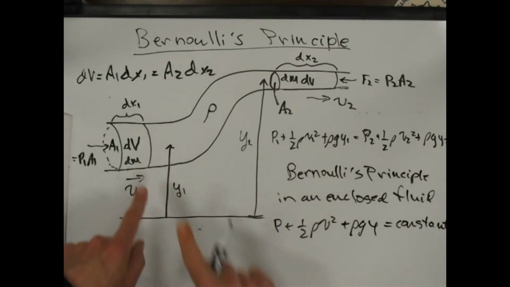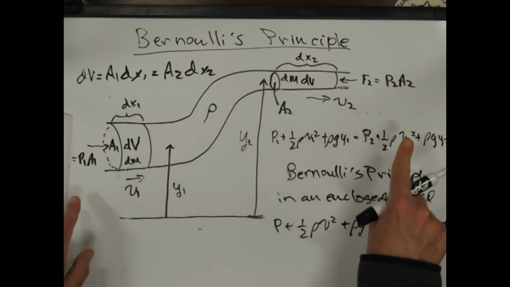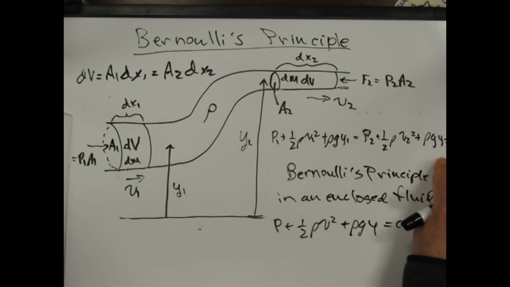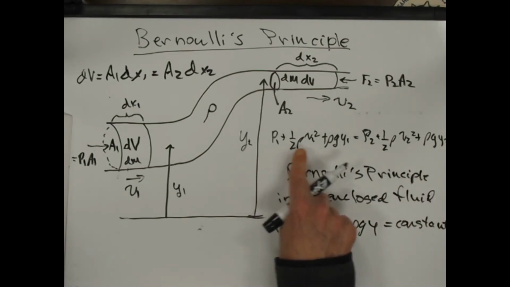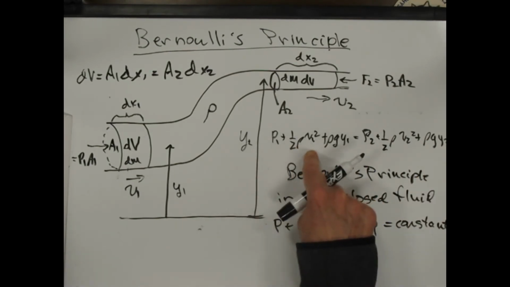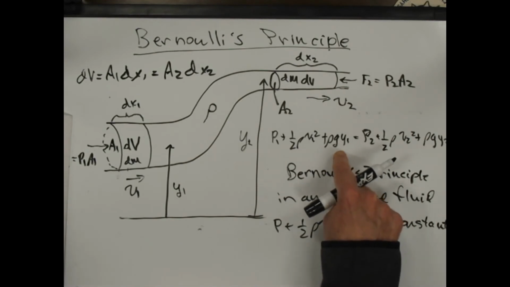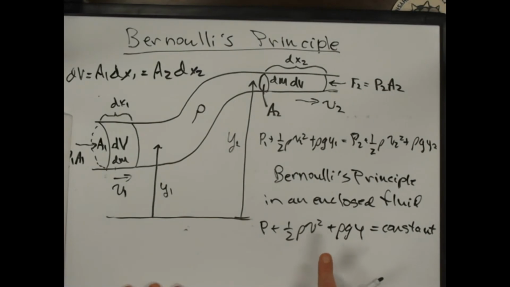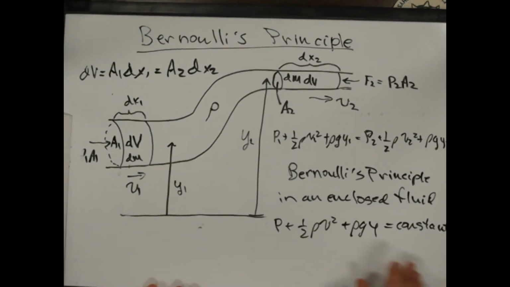Since it doesn't matter which points I pick, I can pick any points in the fluid. I pick these 2, but I can pick any others, and I get the same result. What it means is that if I evaluate P plus 1/2 rho V squared plus rho g Y at any 2 points in the fluid, they're the same. And so that means they have to be constant. P plus 1/2 rho V squared plus rho g Y is constant in an enclosed fluid. And that's Bernoulli's principle.